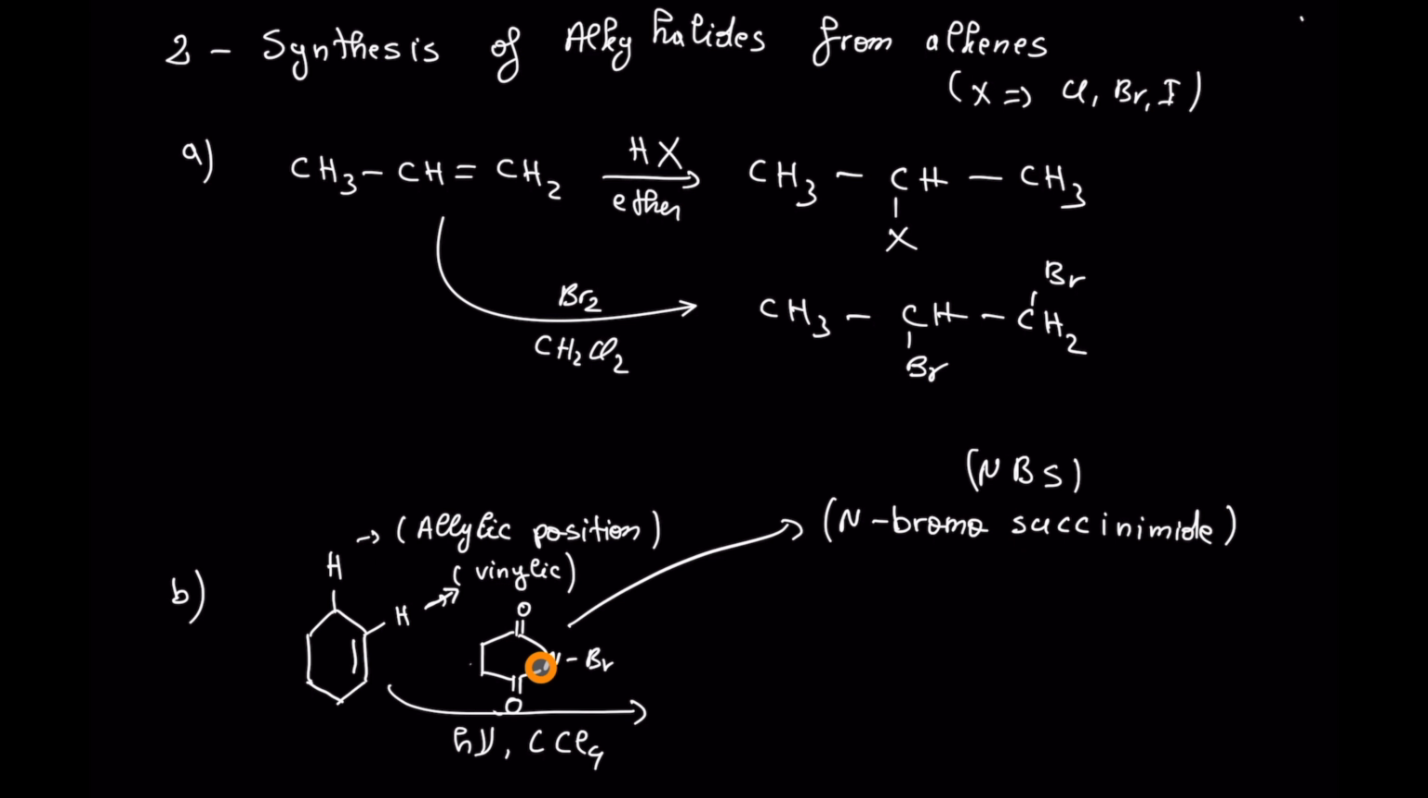This compound here breaks this bond by removing this hydrogen that is in the allylic position. Allylic position is one carbon away from the double bond. This hydrogen here is called the vinylic position. Okay, this is the allylic position. This is the NBS and gives an allylic halide. Okay, this is another way.